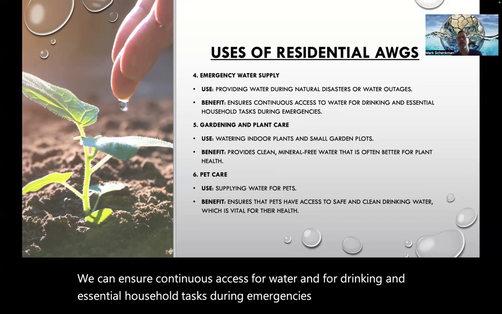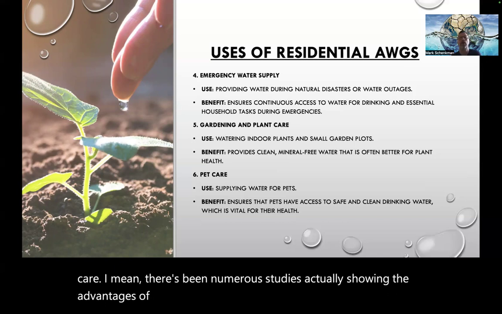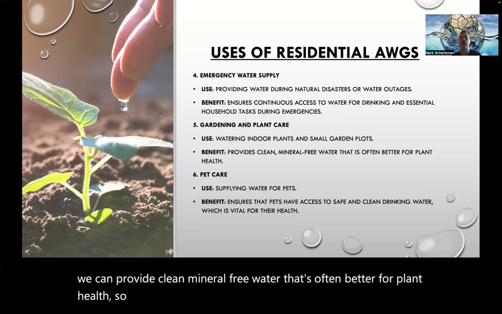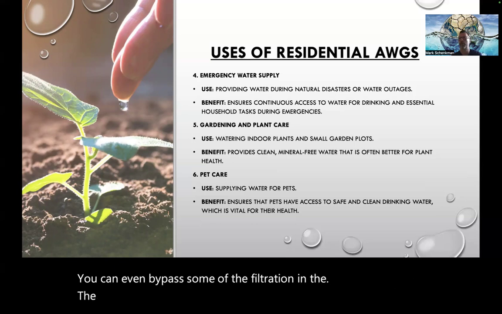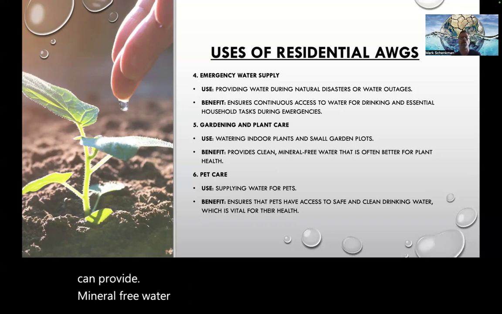Gardening and plant care: there have been numerous studies showing the advantages of atmospheric water to plant growth. We can provide clean, mineral-free water that's often better for plant health. You can actually use your atmospheric water generator and even bypass some of the filtration and the filters that put the minerals into the water, and you can provide mineral-free water to improve plant health.